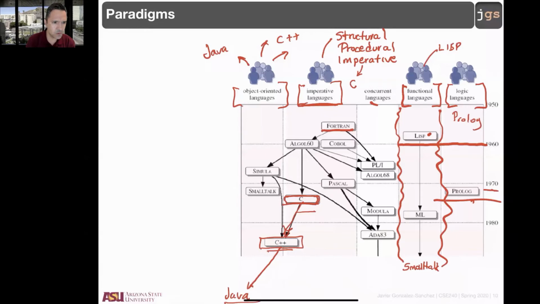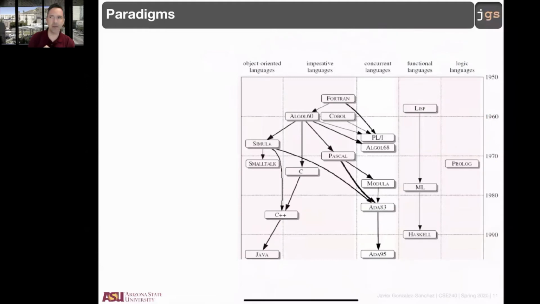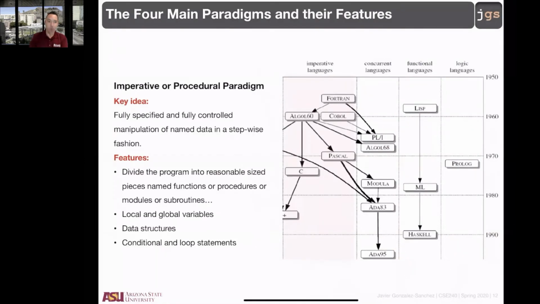The only thing that we need to do is to review which are the features of each of those languages and the features of each of those paradigms. Quickly, the paradigms. And I need to talk about what is the difference between each of those four paradigms. Let's start with the imperative paradigm. What makes a programming language be imperative or procedural or structural, whatever? Well, key ideas.